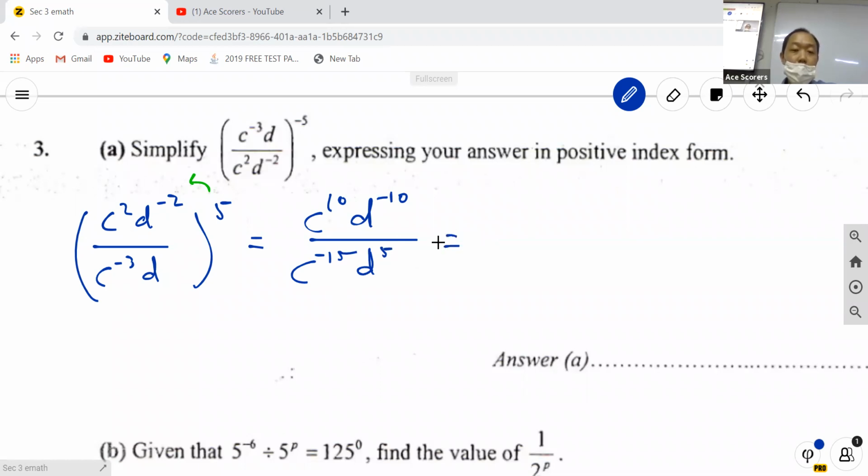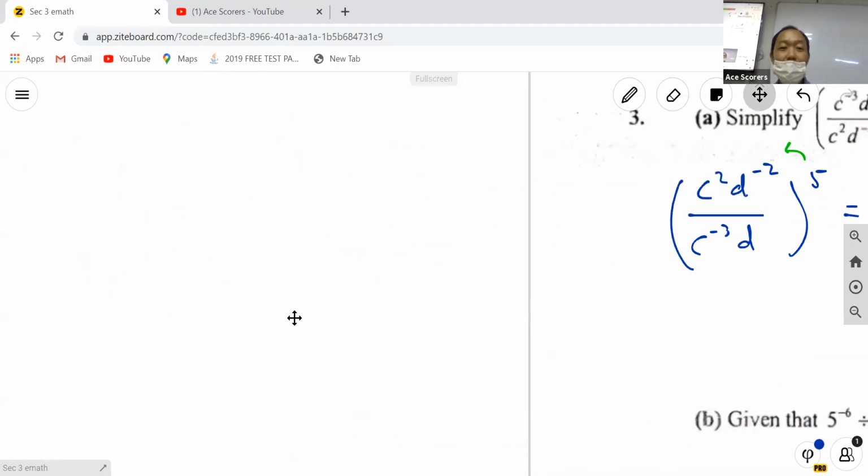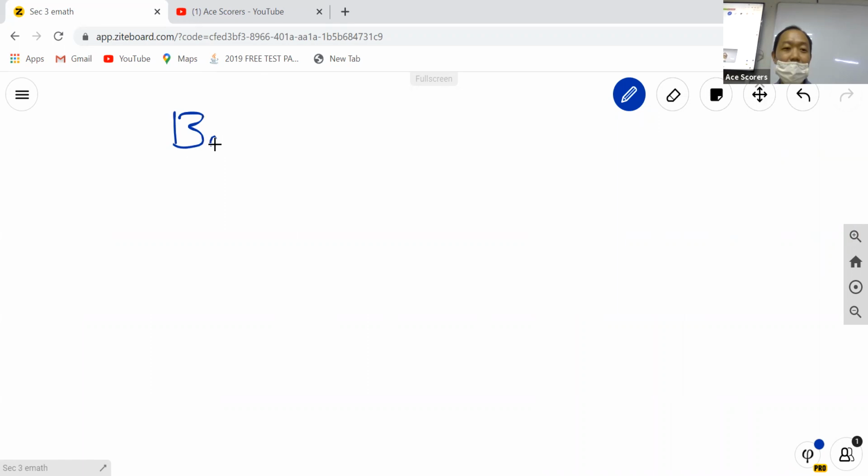Okay, that's not the end. That's quite far from the end. So you see we have C10 divided by C minus 15. What is C10 divided by C minus 15? It becomes C10 minus 15. And after that, D is D minus 10 minus 5, because it's divide, right? At least you all remember the rule, right? If it's divide... why do you look a bit blank? Do you understand what I'm saying? This means you must go back to basic. And what is our basic? Basic indices.